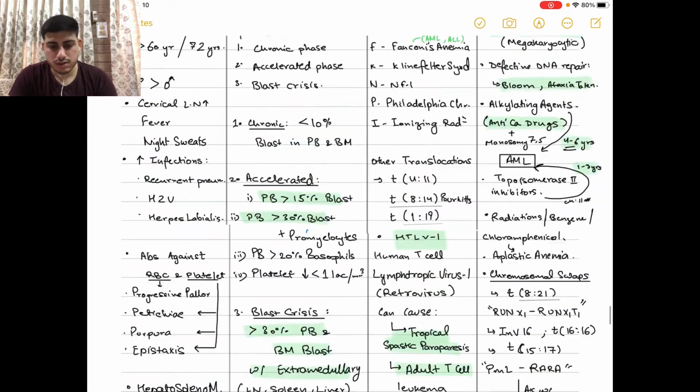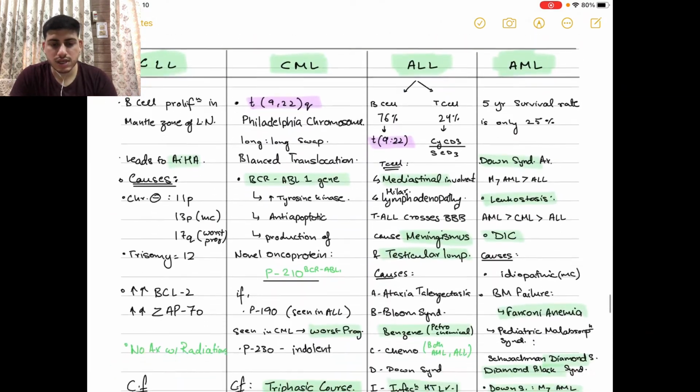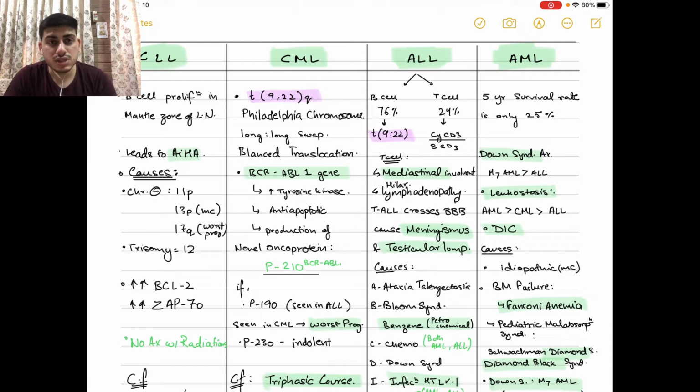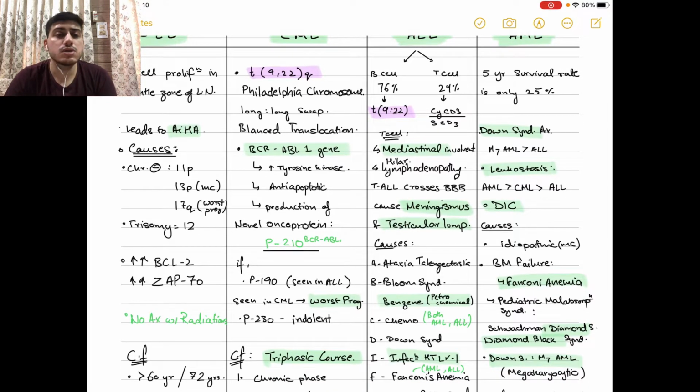Okay, so that's all for CLL. Now let's go to the CML. So CML is chronic myeloblastic leukemia, or myeloid leukemia you can call it. So the catch point here is you will find a balanced translocation here. Why do I call it balanced?